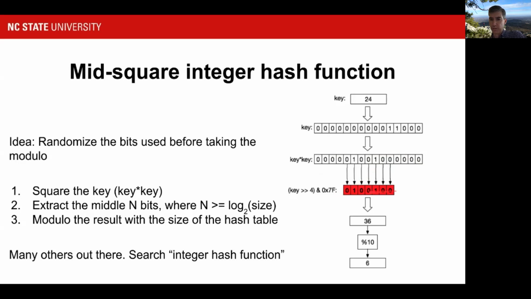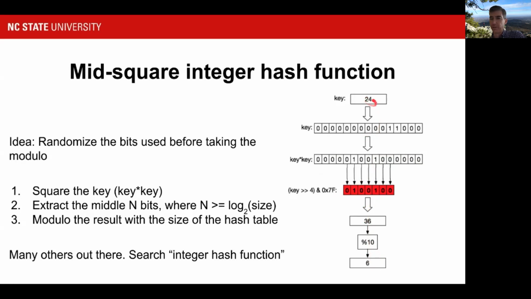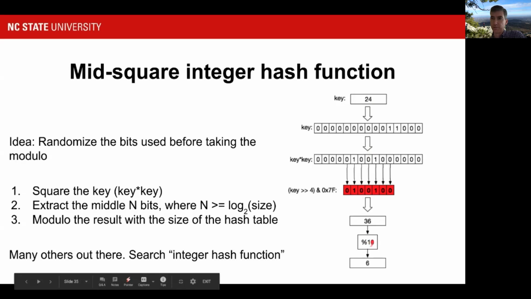When we do that, we get the number 36, and then we mod 36 by 10, which gives us the number 6, assuming a length 10 table. If you try this with a bunch of different numbers, you'll see that it scrambles the number we're starting with in a somewhat random way, and it helps us avoid some systematic dependence on being a multiple of the modulo.